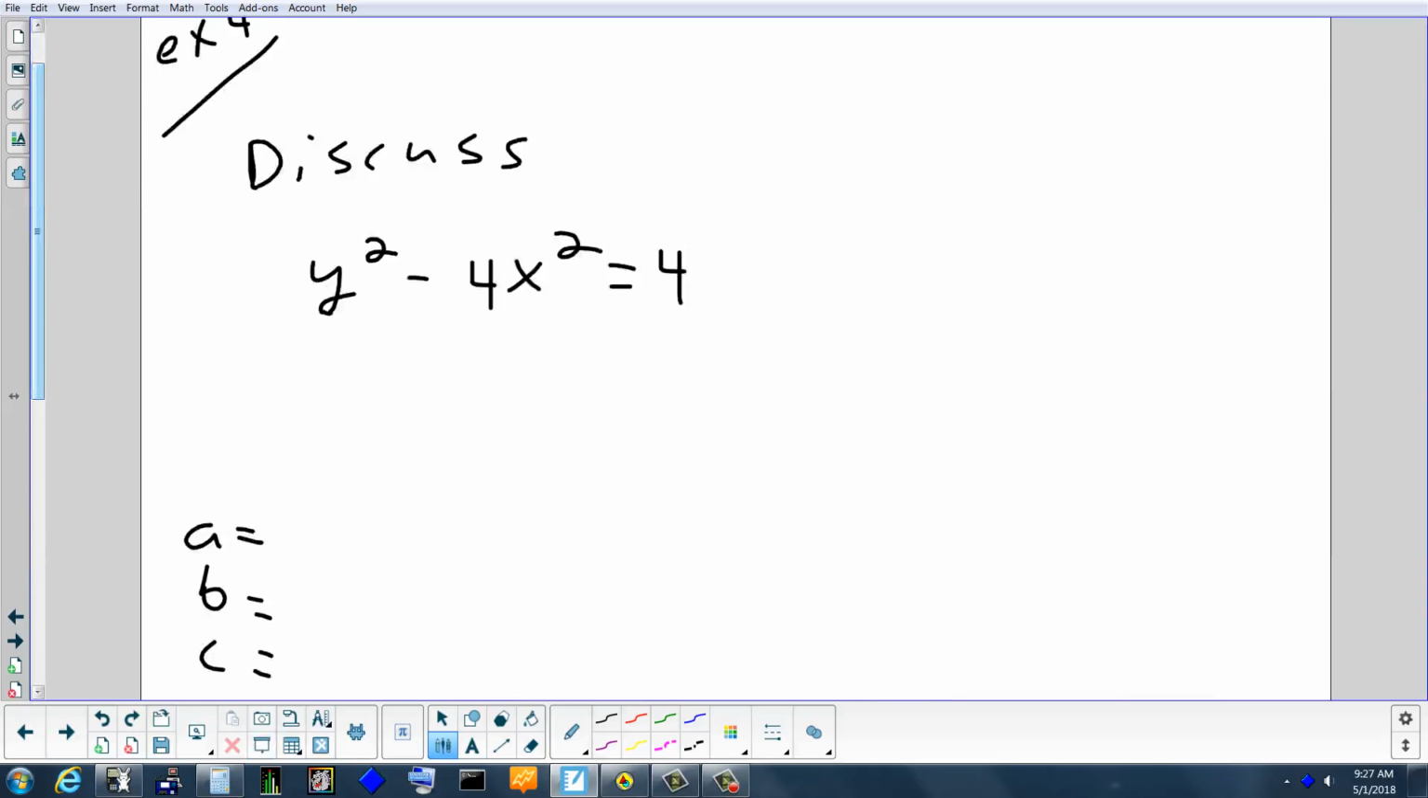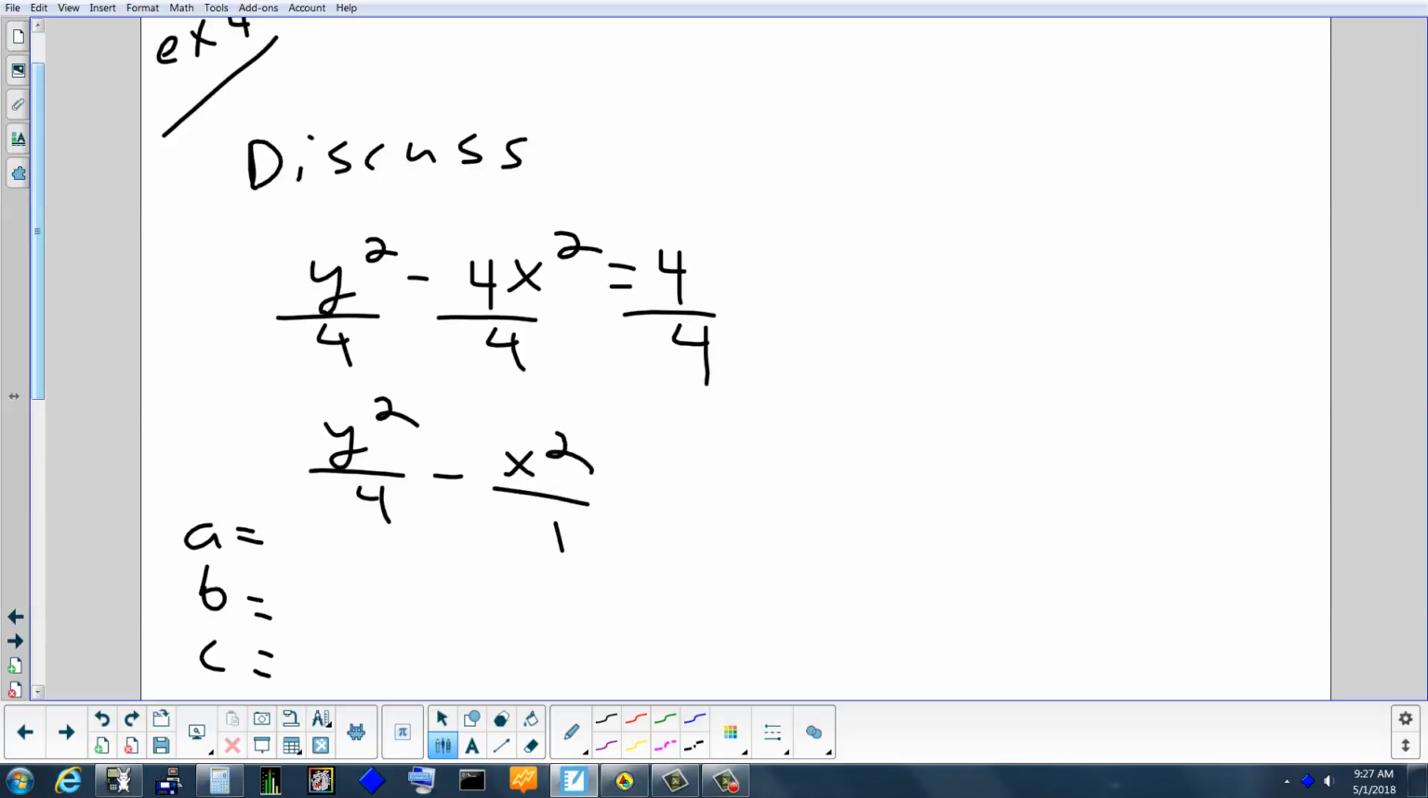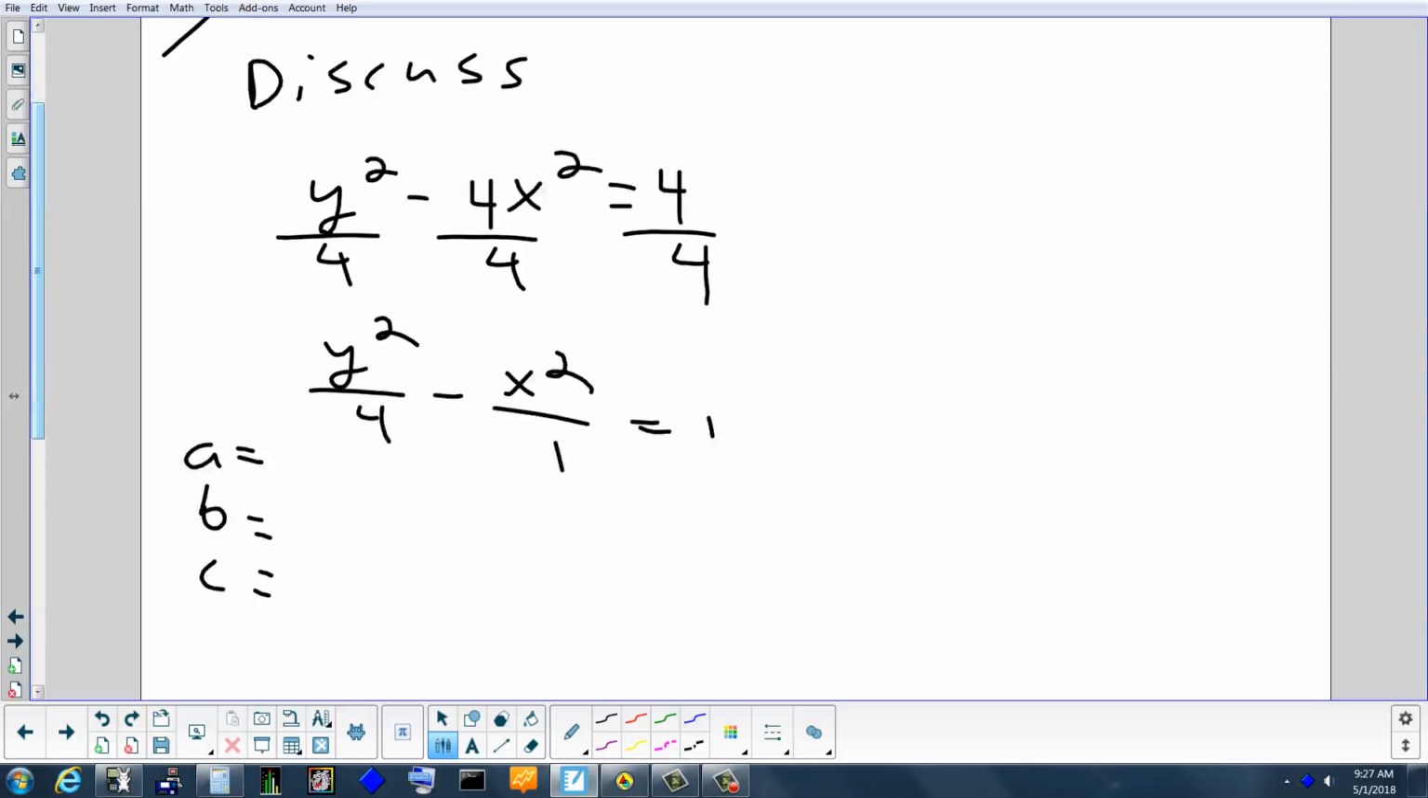Okay, Tessa, what would I have to do first here before I'm even ready to find a, b, and c? Yeah, we're going to divide everything by 4. So that's going to leave me with y squared over 4. I know normally if a fraction doesn't have a denominator, we don't put it. But I suggest in this case you put it as a 1, just so you can remember a and b. Equals 1.